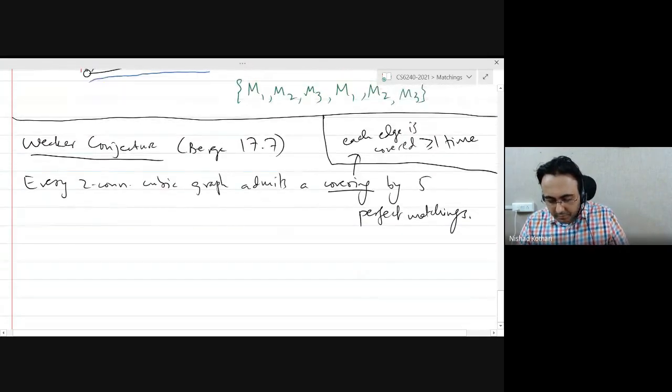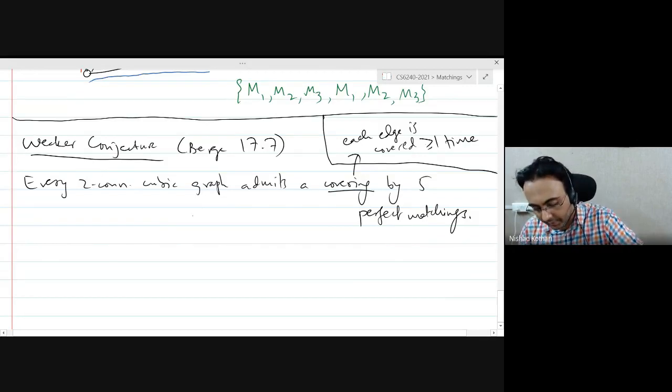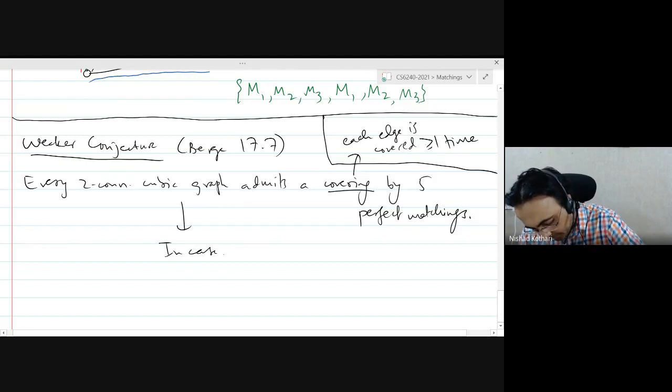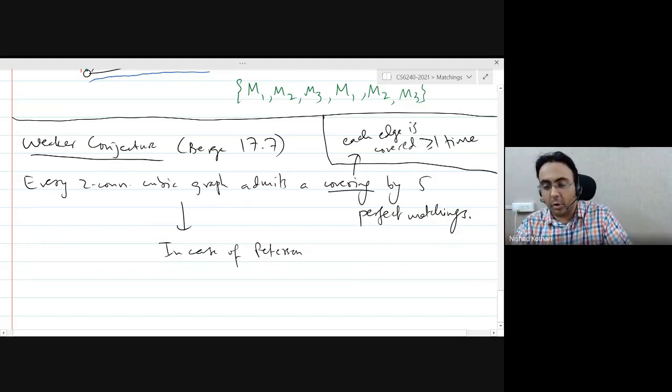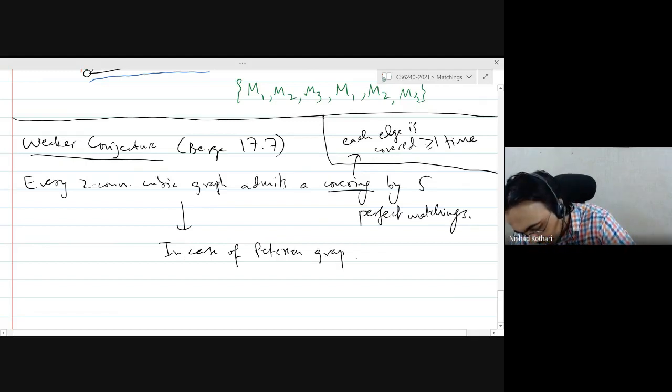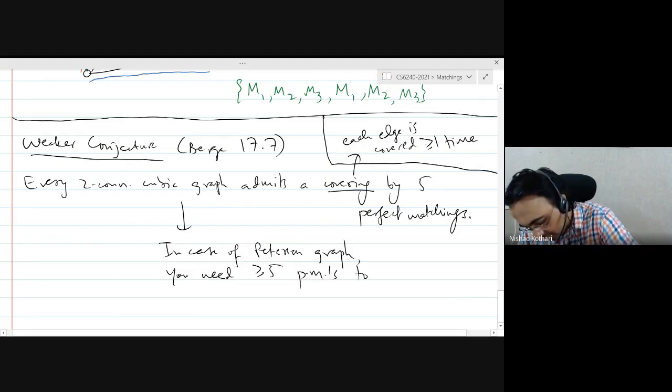Right. So it turns out this is best possible, because in the case of the Petersen graph, you actually need five perfect matchings. In the case of the Petersen graph, you can try this on your own. You take your six perfect matchings, throw away two of those perfect matchings, and you will see that some edge is not covered at all. In the case of the Petersen graph, you need at least five perfect matchings to cover all edges.